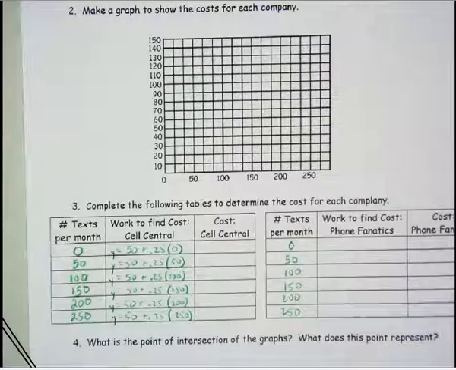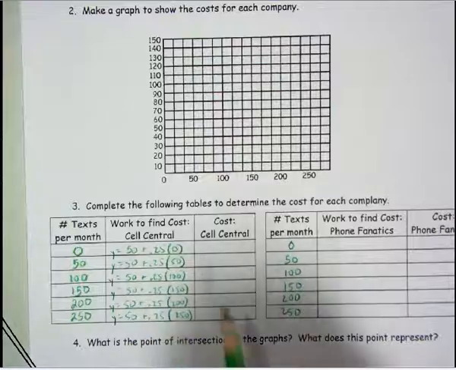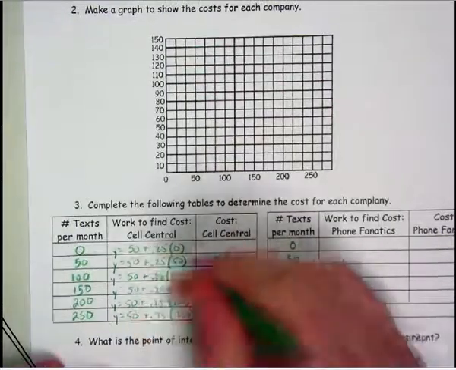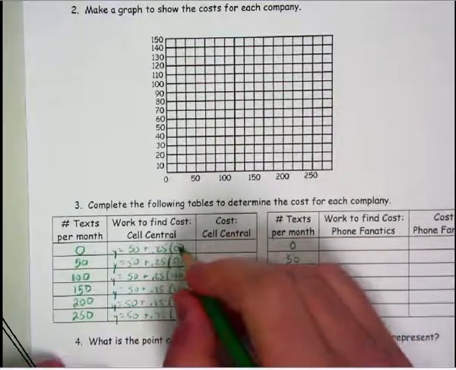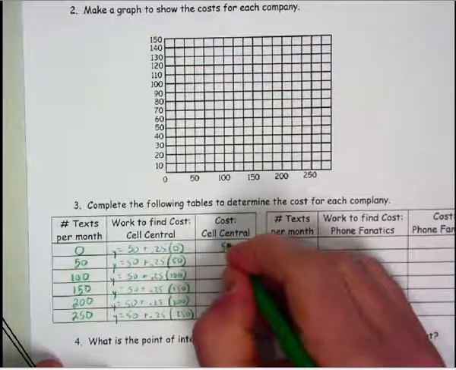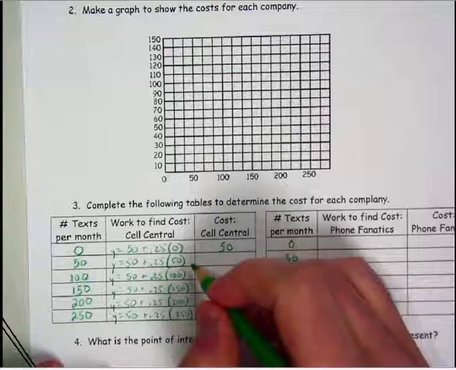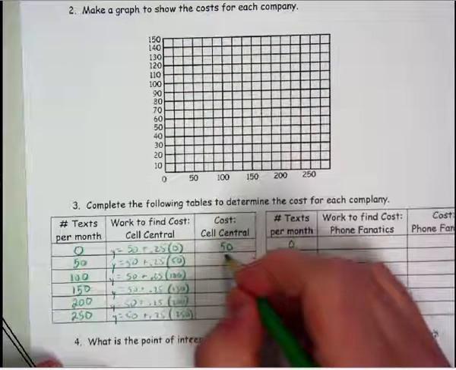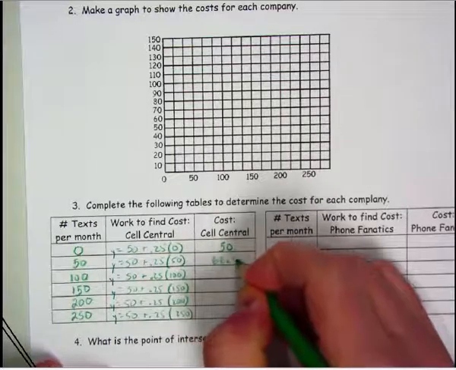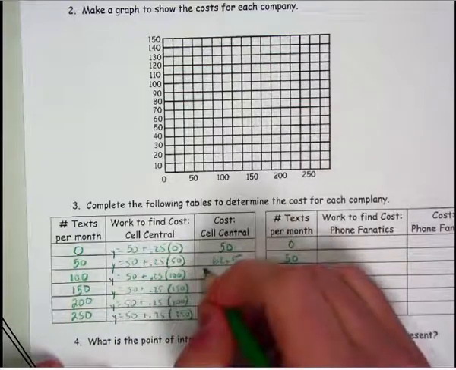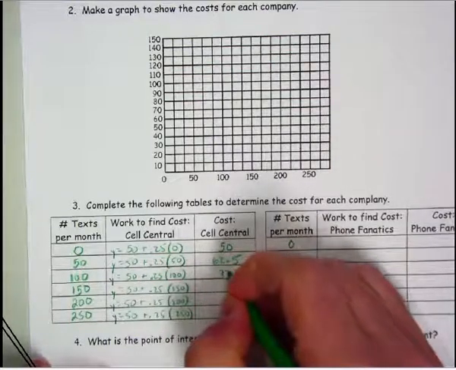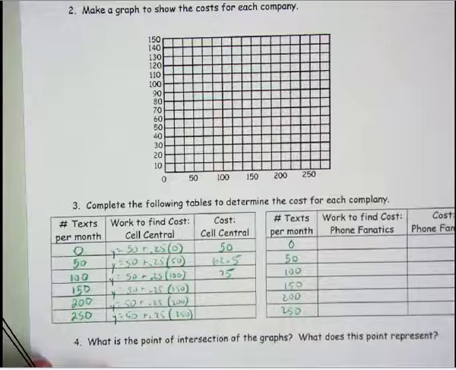Okay, now I'm going to use my calculator, and I'm going to fill in these. I'm going to just do the work. So 50 plus 0.25 times 0 is 50. 50 plus 0.25 times 50 in my calculator is 62.5. The next one is 75. Again, please pause the video, finish doing the work on your own.